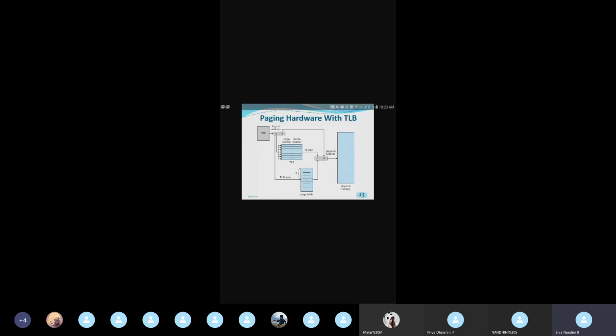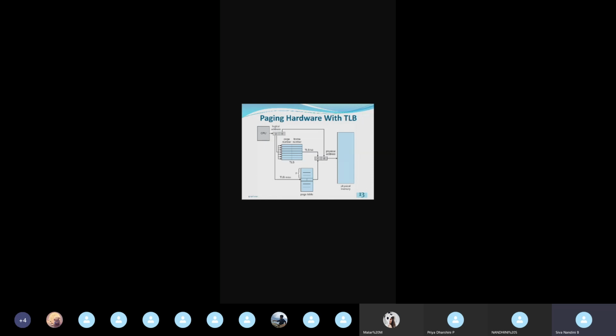The particular page number 8 is not available in the TLB, which means it is a TLB miss. So from the page table, the frame number F is sent to the physical address. That is, page number 8 doesn't have the page number and the corresponding frame number in the TLB. In that case, this TLB miss condition will occur.